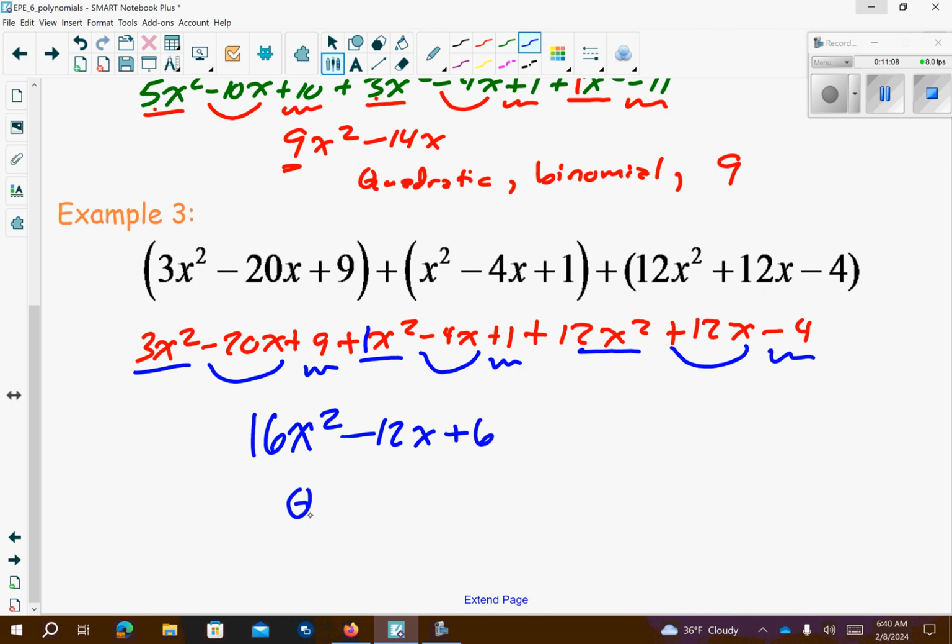So this is quadratic because it's raised to the second power. It is a trinomial because I have 3 terms. Remember, a term is separated by an addition or subtraction sign. So trinomial. My leading coefficient is that 16.